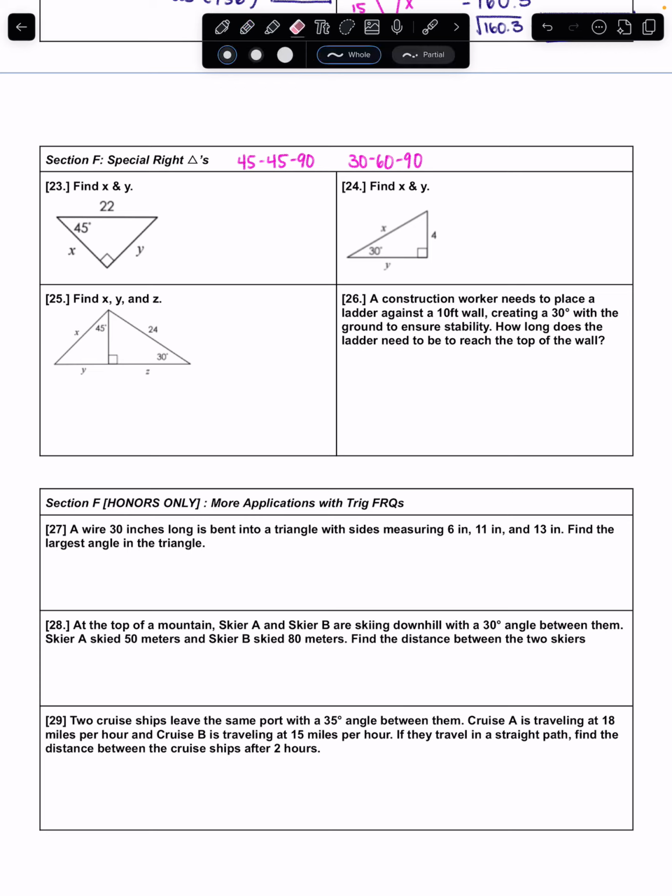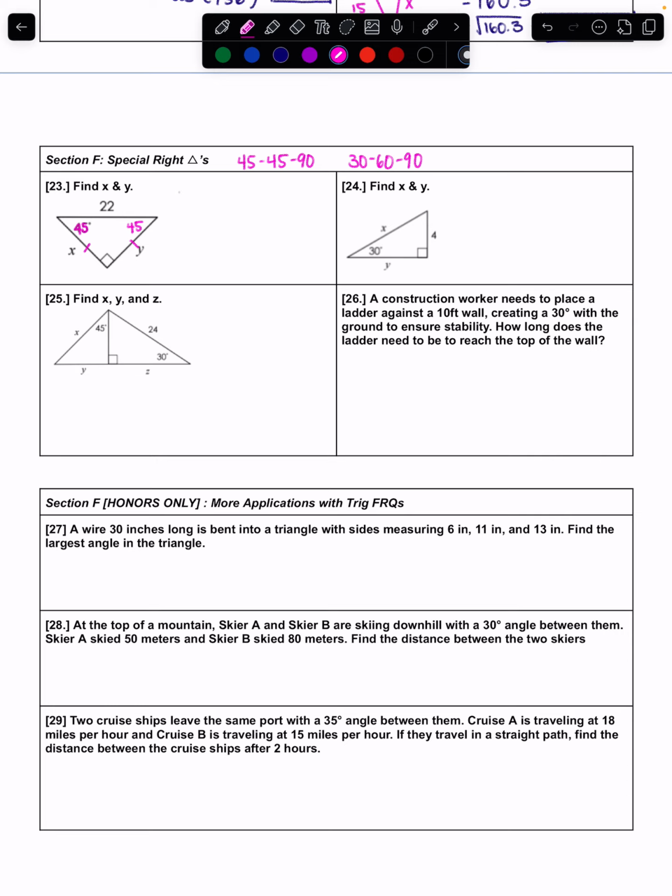For number 23, they immediately gave us this 45 right here. So that tells us that if this part is 45, then this part also has to be 45 because of the triangle sum theorem. What's nice about the 45, 45, 90 special right triangle is that the side directly opposite one 45 degree angle is congruent to the side opposite the other 45 degrees. So in number 23, x and y are exactly the same. But we need to understand what x and y are.